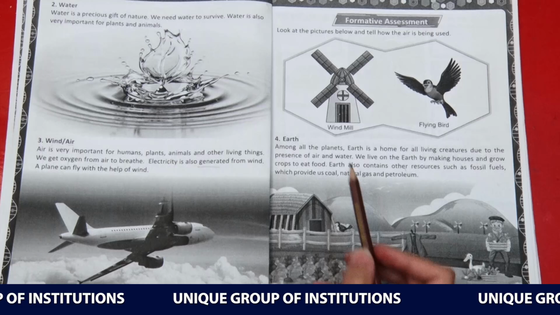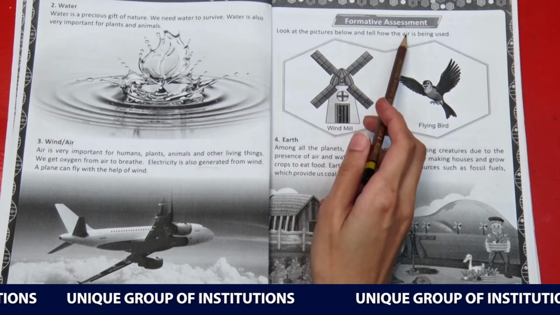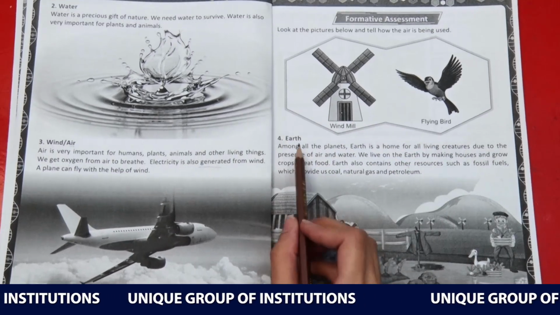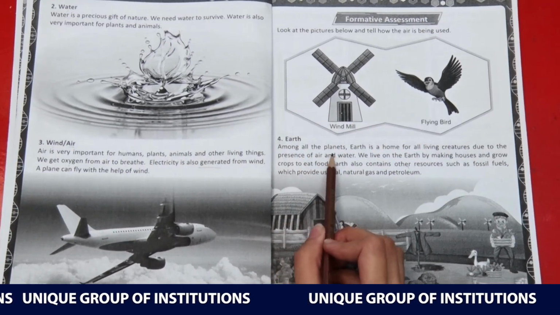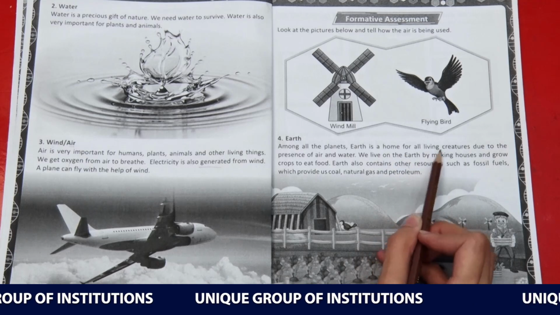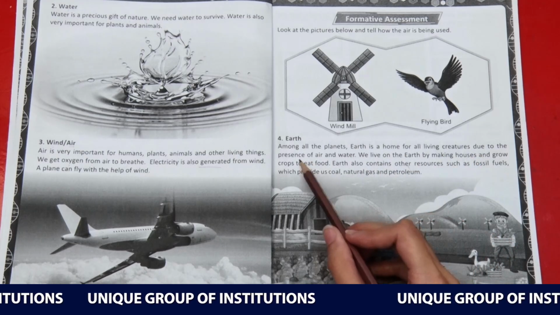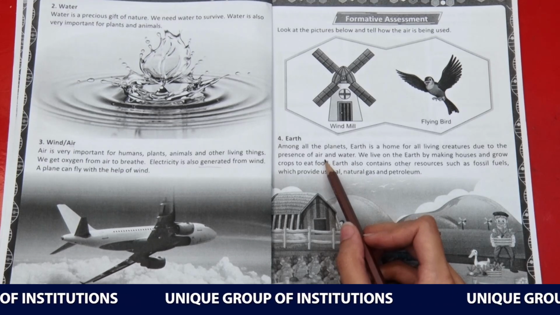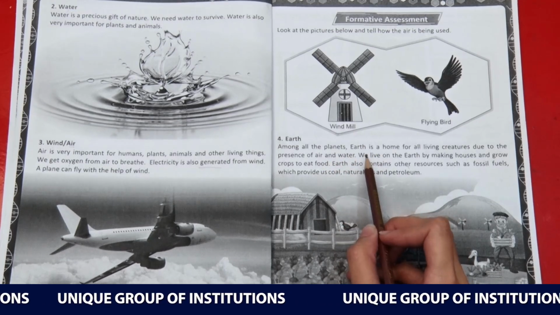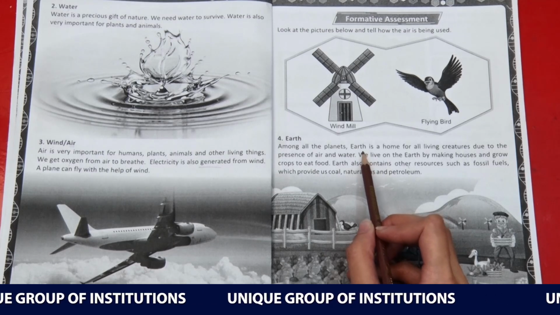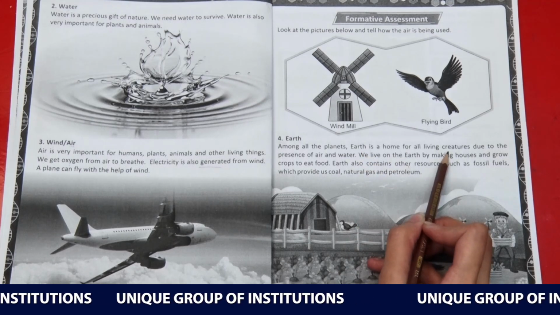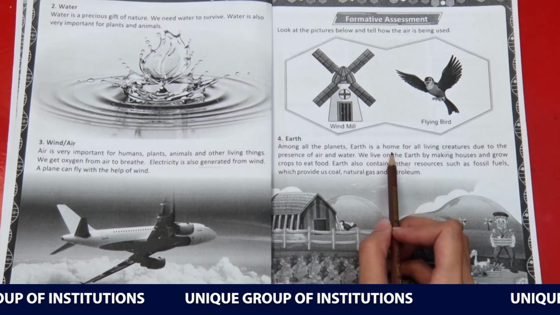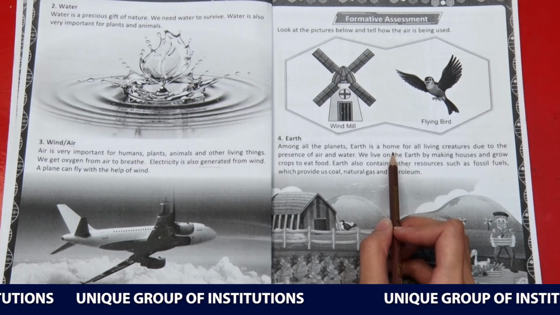Now moving on to page 4, we have discussed the formative assessment earlier with the concept of wind and air. We are going to discuss the concept of earth. Among all the planets, earth is a home for all living creatures due to the presence of air and water. We have earlier discussed the concept of water and air. Here we are continuing with the same concept, which makes earth a home for living creatures. The basic presence of air and water makes it possible for humans to breathe and live.